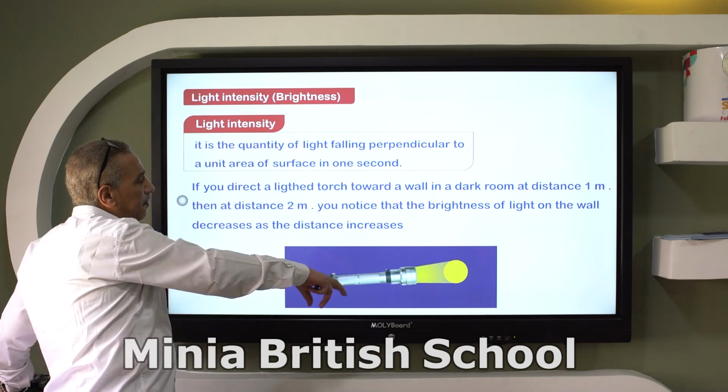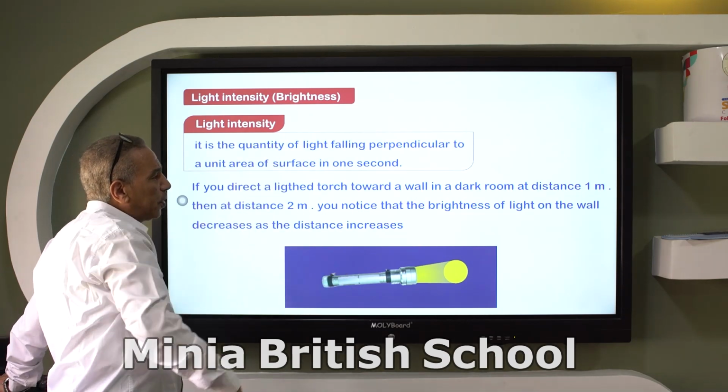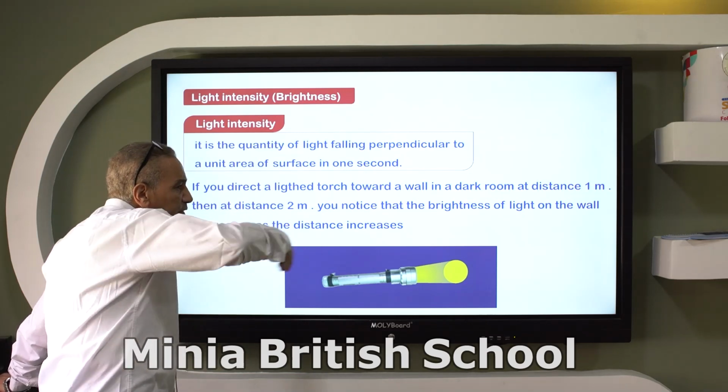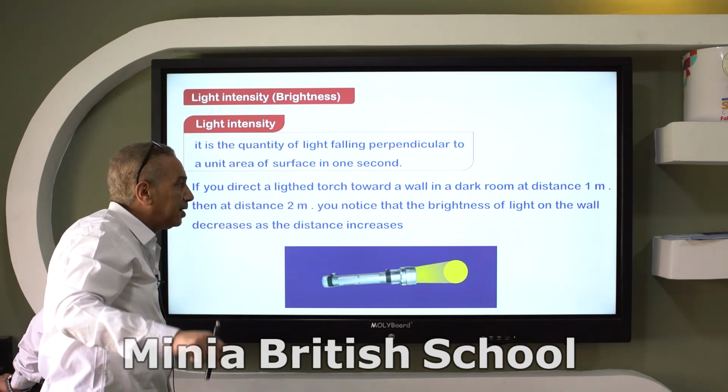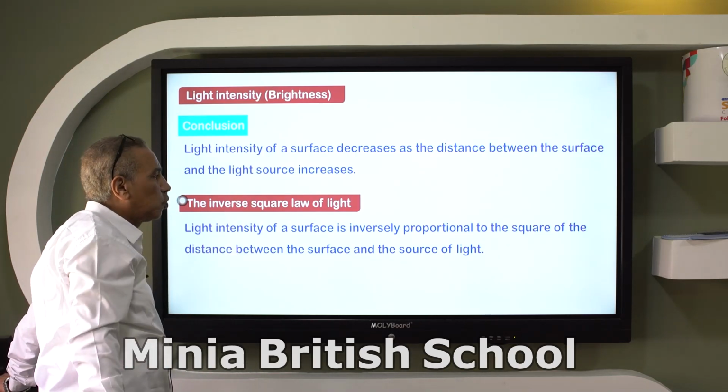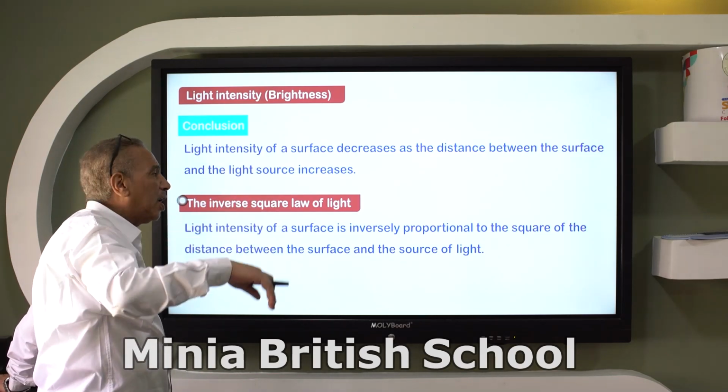Light intensity is the amount of light that falls perpendicular on the unit area, and if the distance increases, this intensity of the light will also decrease, and this is called the inverse square law, exactly like the sound.